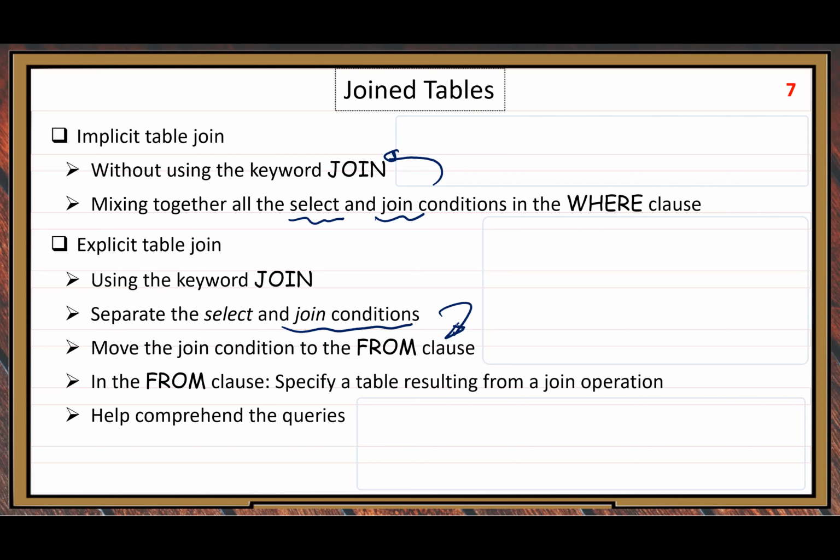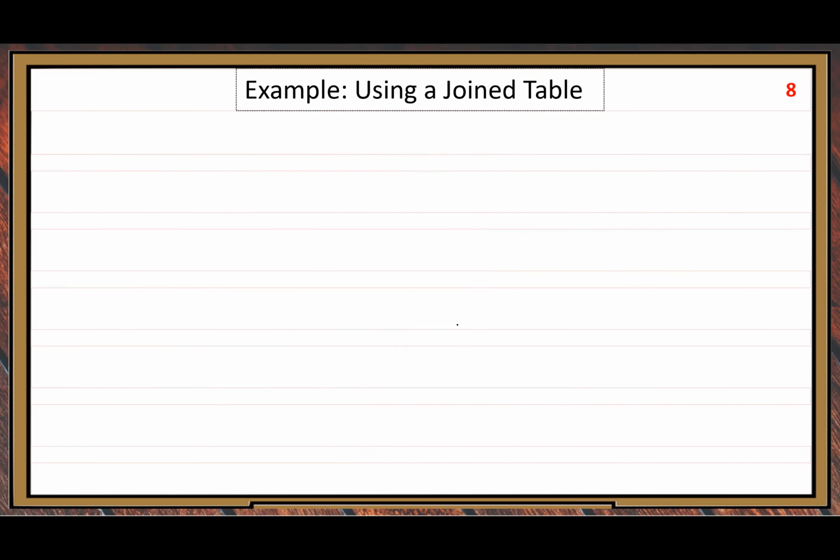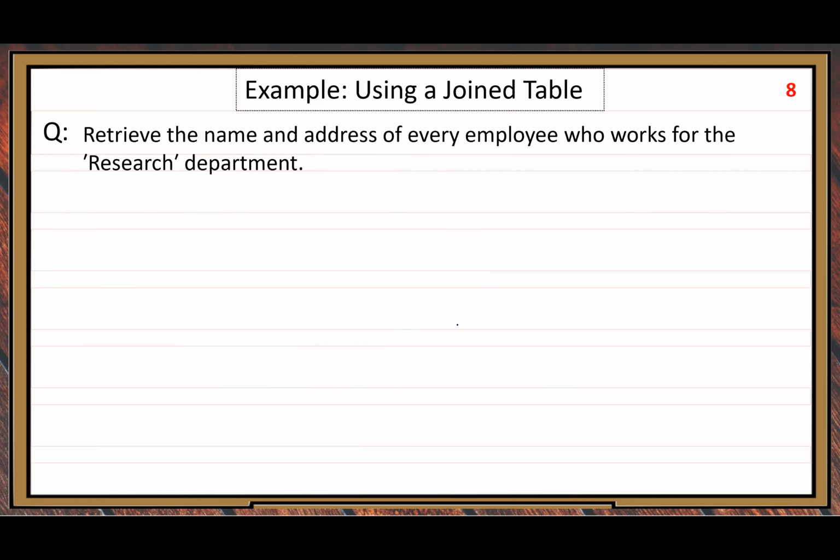For relatively easy queries, many people like to use the implicit table join. But for relatively harder queries, for better readability and understanding, many users like to use the explicit join way to write the queries. So let's look at one example using the explicit way. We are already familiar with the implicit way.